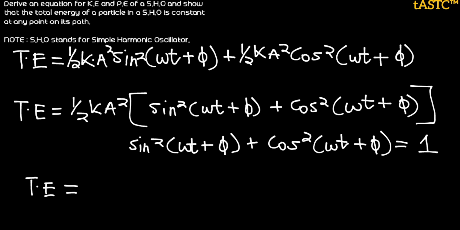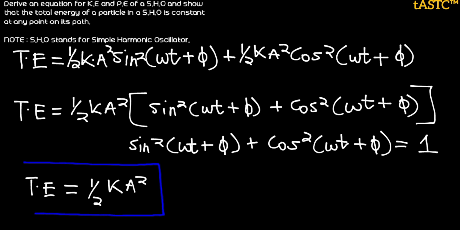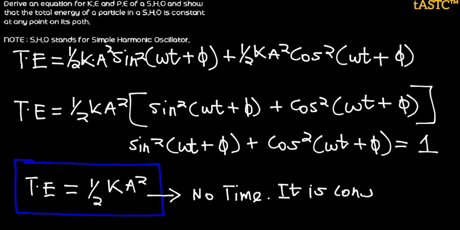So the total energy is going to be equal to 1 over 2 k multiplied by a squared. And so this is basically what you're going to have. As you can see, there is no time parameter included within this equation. Because of that, we can say that this is constant because there is no time. And so because of that, it is constant. So basically that will be the answer to the question.